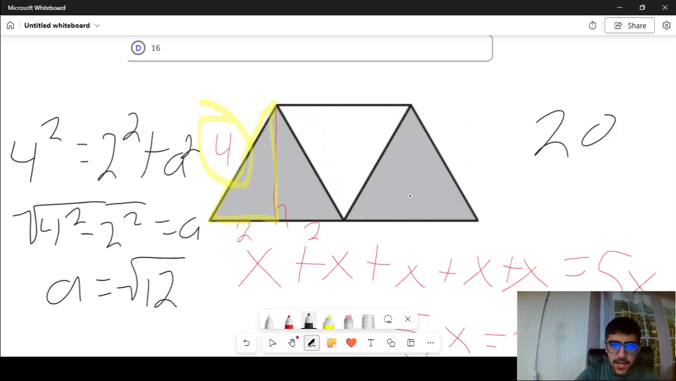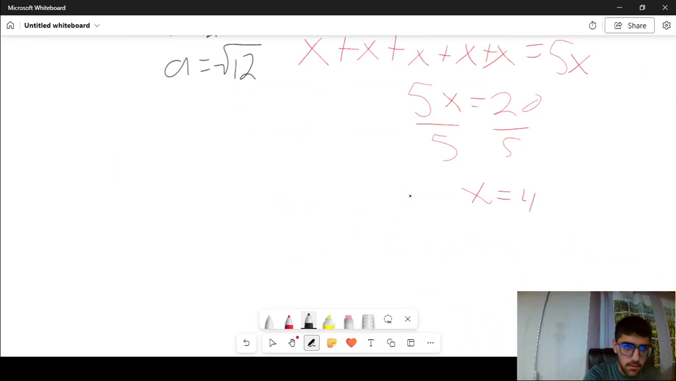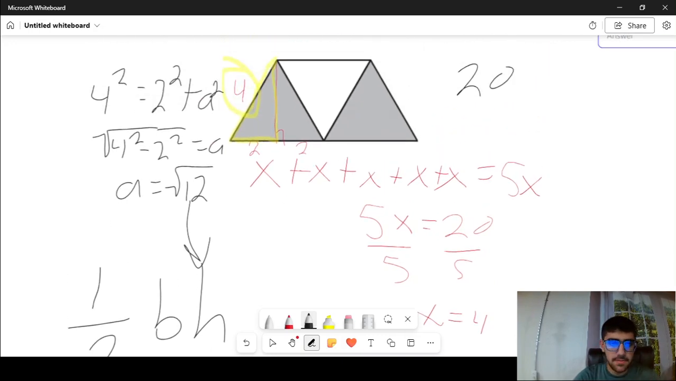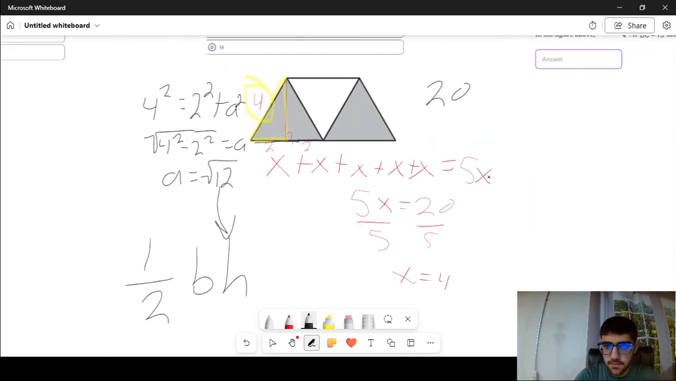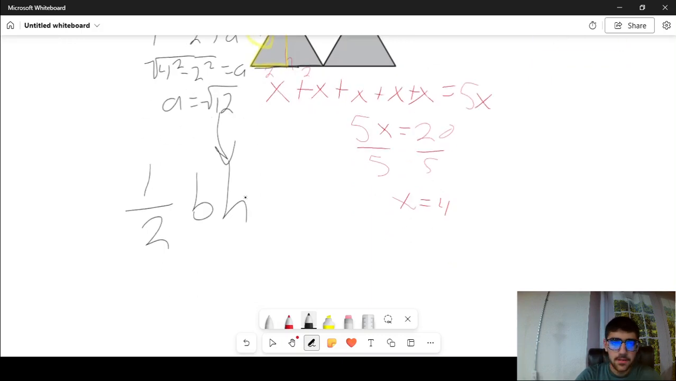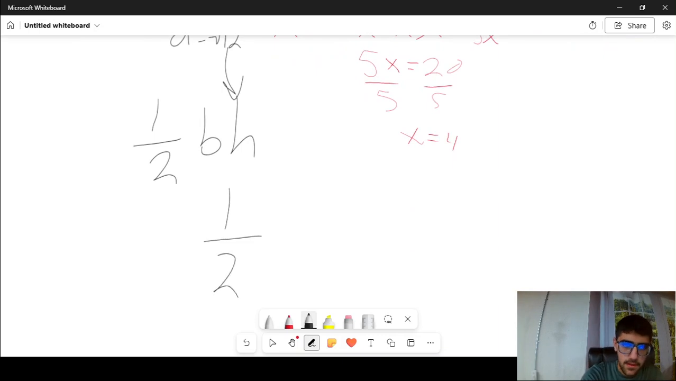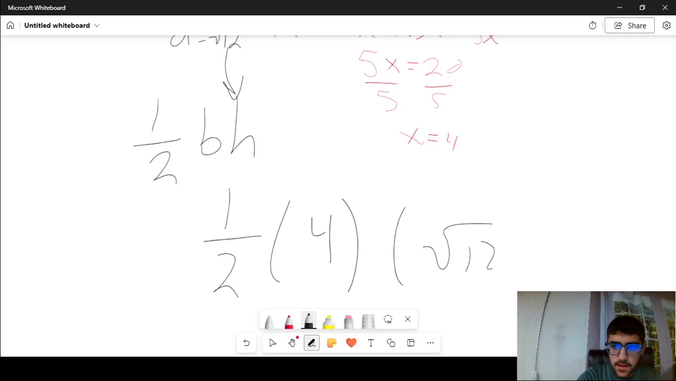So that's the height. The height is square root 12. So from 1/2 base times height, I know that the height is square root 12. So now what's the base? The base is just the bottom part. So the bottom part, we solved it in the beginning using the perimeter. So the base is equal to 4. So 1/2, the base is 4, the height is square root 12.